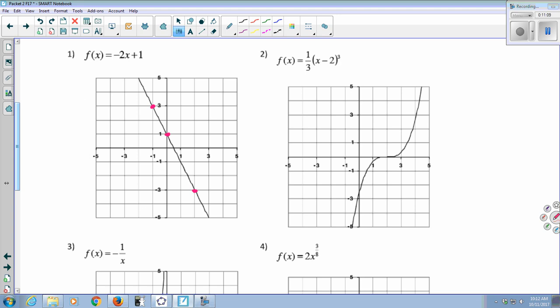So this point right here is at negative 1, 3. Swap the coordinates and you get 3, negative 1. And then my next pink point there is at 0, 1. Swap the coordinates and you get 1, 0. And then finally, I have 2, negative 3. Swap the coordinates and you get negative 3, 2. Connect those 3 points. I didn't do that very well.